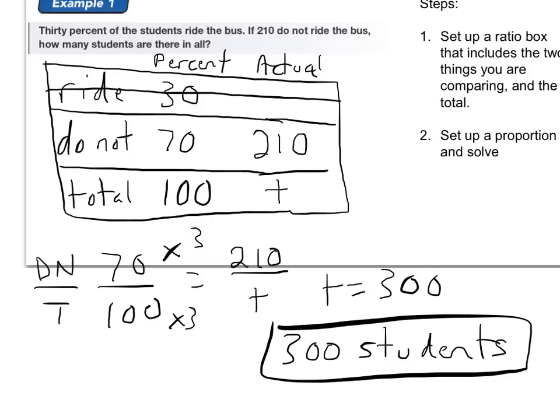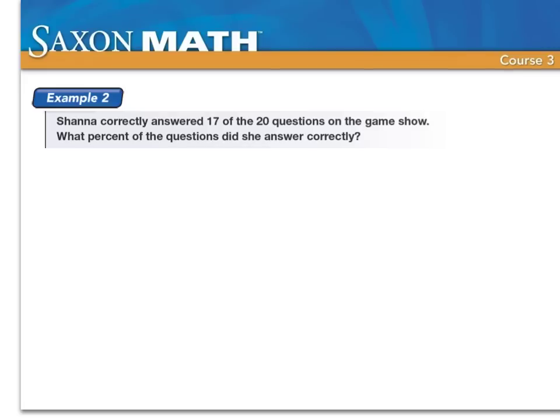Okay, and we got one more example, so let's go on to that. It says Shauna correctly answered 17 of the 20 questions on the game show. What percent of the questions did she answer correctly? So again, we need to figure out the two things we're comparing and the total. Well, I know the total questions is 20, okay? And I know she answered some correctly. That also means she has to answer some incorrectly. So the two things I'm comparing are the questions she got correct and the ones she got incorrect. And then we'll have our total.